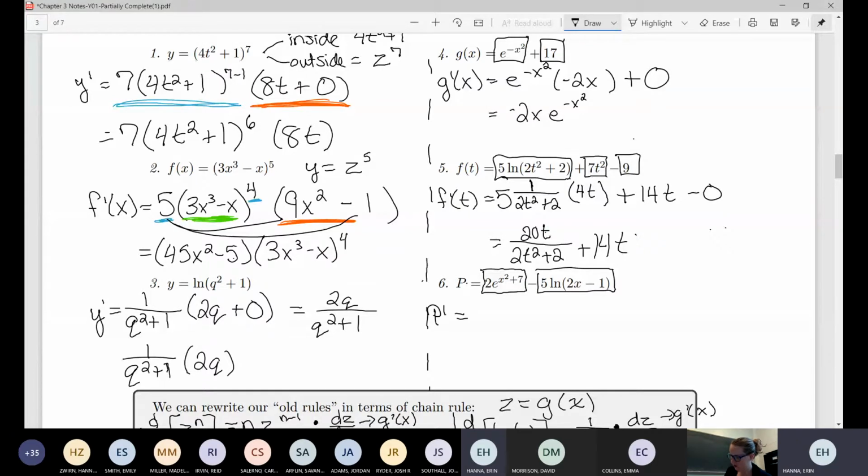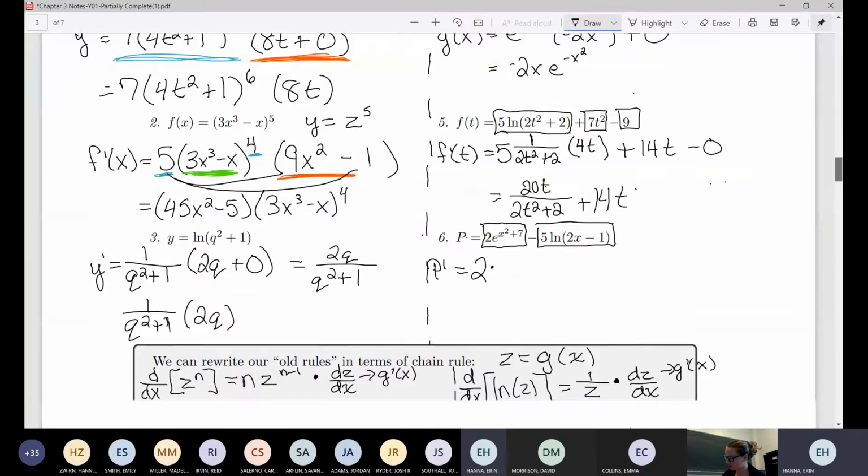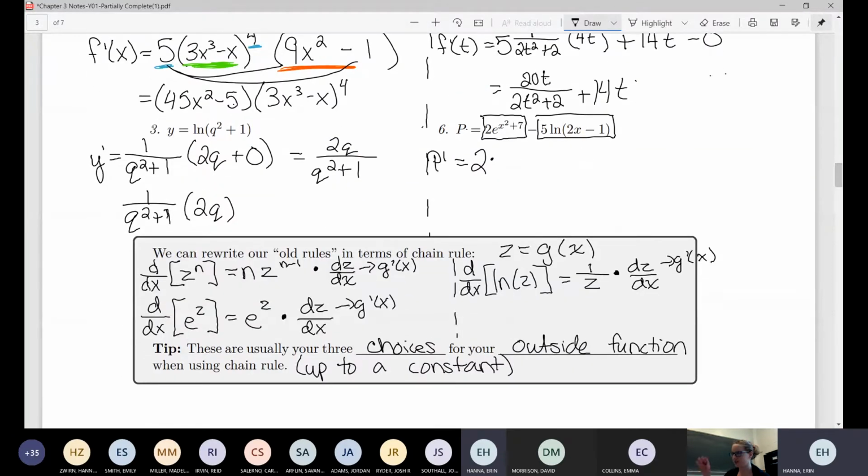So the first one, we have 2e to the x squared plus 7. So that 2 in the front comes along for the ride. And then we have e to the x squared plus 7. Let me scroll down a little bit. So remember, I gave us this tip at the bottom that you have those 3 options of what kind of situation you're in. We're in an e to the z situation. So our derivative there is you essentially just rewrite the entire e to the something. But then you have to take the derivative of that something, the x squared plus 7.